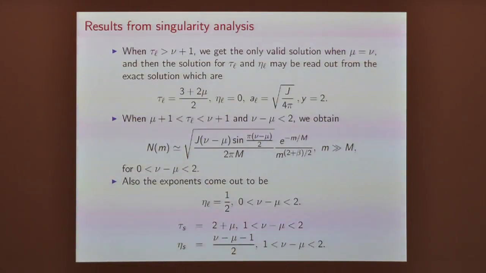Okay, let me just state the results. When tau L is greater than nu plus 1, we get the values of the exponents, and also the coefficient in front. When tau L is in another regime and nu minus mu is less than 2, we can get a form of Nm in the large mass limit, and we can also determine the exponents. So the main point is that we can determine the scaling exponents from moment and singularity analysis in terms of mu and nu, and also the current J.